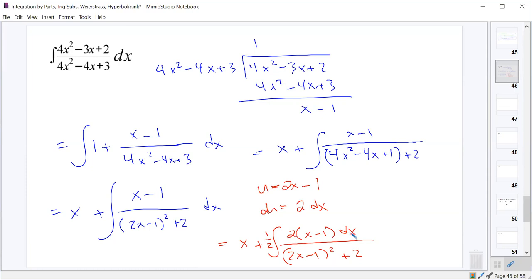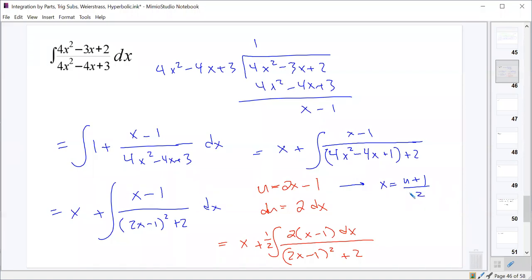I can turn the 2 dx into a du, and I can turn the 2x minus 1 squared into a u squared, but I'm still going to have an x up there, right? And how am I going to deal with that x? I need to figure out what x is. So how do I figure out what x is? u plus 1 over 2. Right, x is equal to u plus 1 over 2.